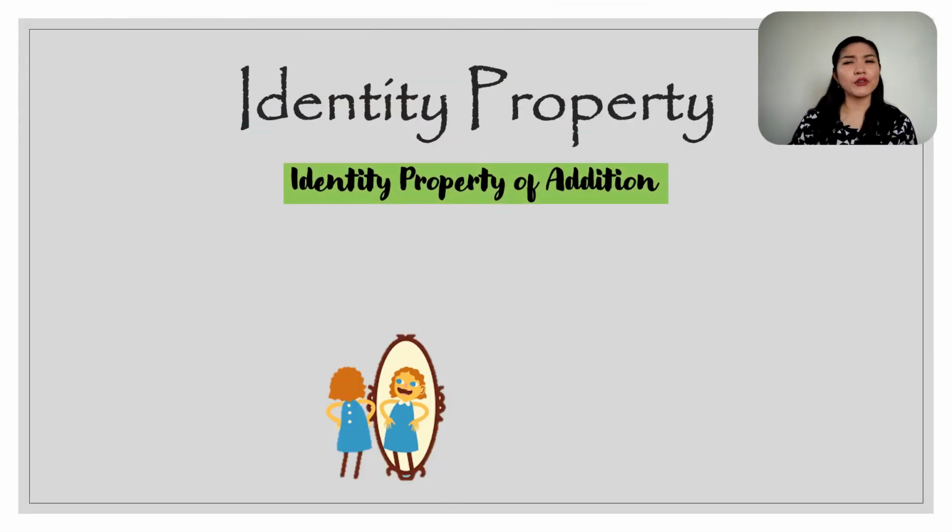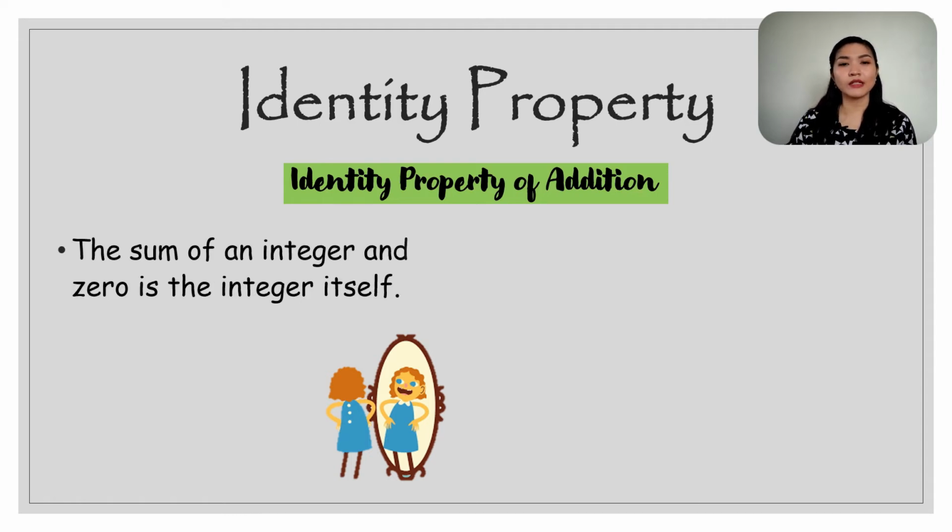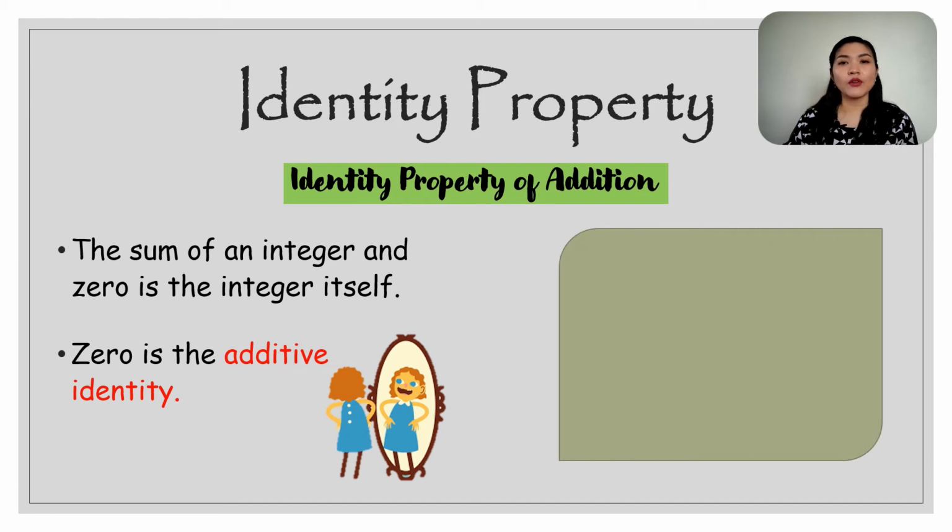Now, have you ever noticed that whenever you add a number or integer to 0, the answer will still be the number itself? This is actually called the identity property of addition. The 0 is called the additive identity. For example, 15 plus 0 equals 15. 0 plus -8 equals -8.